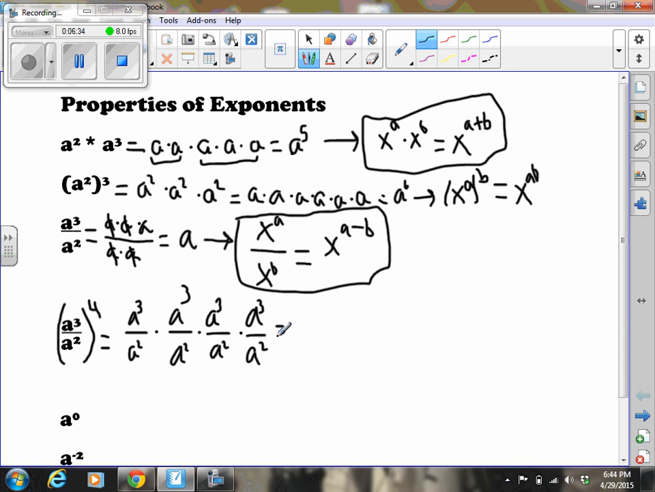And then I can write out a to the third 4 times on the top. That would leave me with a to the 12th. I'd have 12 of them if I wrote out 4 groups of a to the third. On the bottom, I'd have a to the second, a to the second, a to the second. I'd write that out 4 times. That's a to the 8th power.